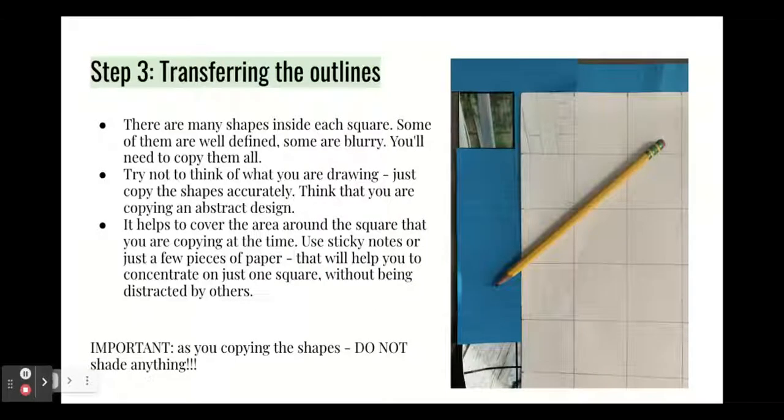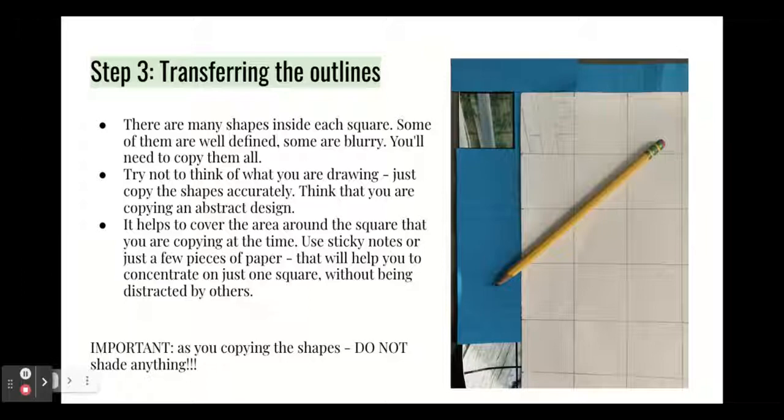Okay, so after you create your grid, it is now time for step 3, transferring the outlines. There are many shapes inside each square. Some of them are well defined and some are blurry. You'll need to copy them all. Try not to think about what you are drawing as a whole. Just copy the shapes accurately that you see. Think that you are trying to copy an abstract design within each square.